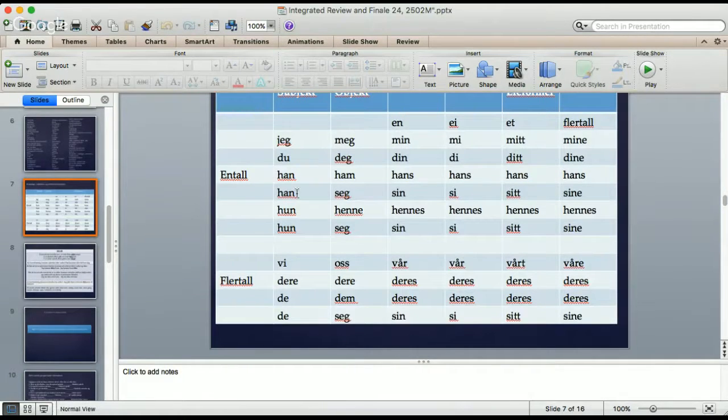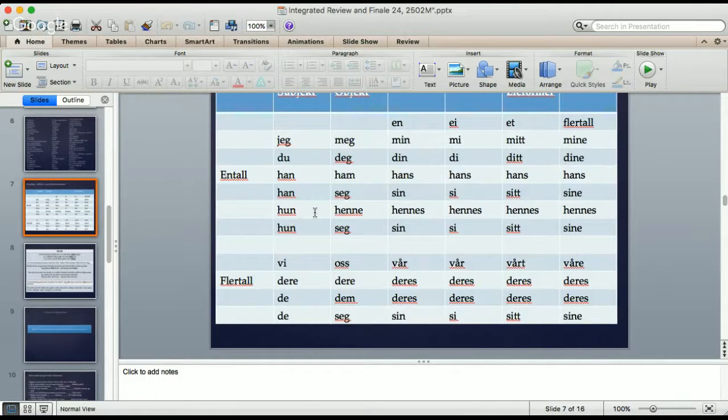I just wanted you to notice where we're using sin, si, sitt, sina. Like I said before, they can only be used on the object. They cannot be used on the subject. For example, if I was going to say, she is laying in her bed, because it's her bed, but it's used on the bed, which would be the object, you can say, hun ligger i senga si, then you would use si. I know this might be more confusing than helping, but just to give you an example of that.